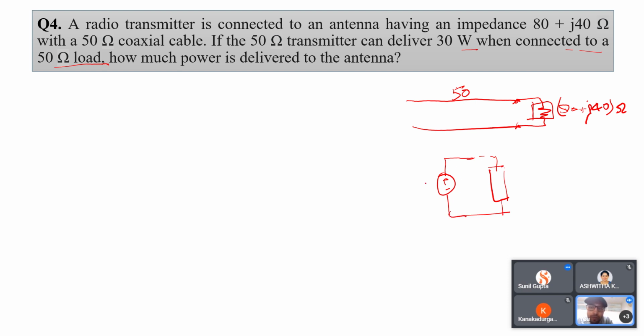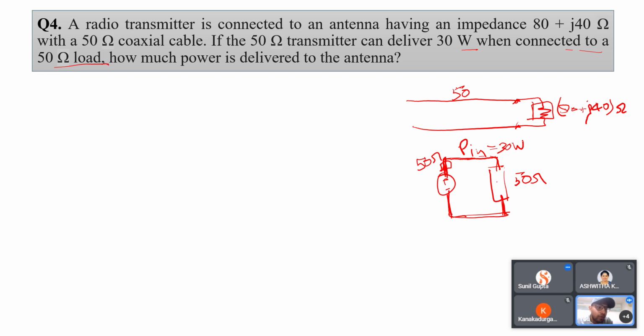So the impedance of this transmitter is, let us suppose, 50 ohm as given in the question, and this is also 50 ohm. So you can see here that this system will be matched. So there will not be any reflection. The whole transmitter power will be delivered to the load. So you can say the input power to this load is equal to 30 watt.